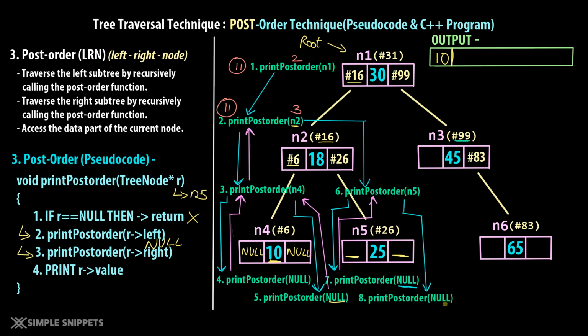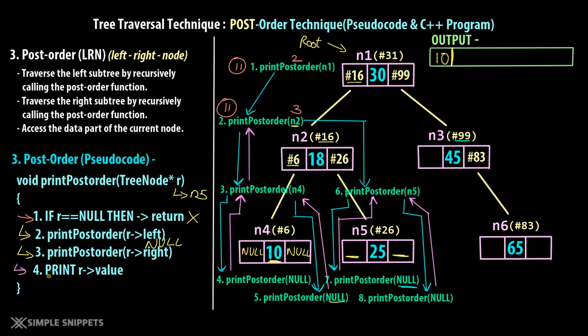And the value passed will be null. And of course the sixth print post order will be paused at step 3. So when you execute the 8th print post order, when you pass null in it, at the very first step we'll check r equals to null and then we'll return back. So we will come back to the calling function, which is nothing but the 6th print post order. Now the 6th print post order will resume its operation from step 4.